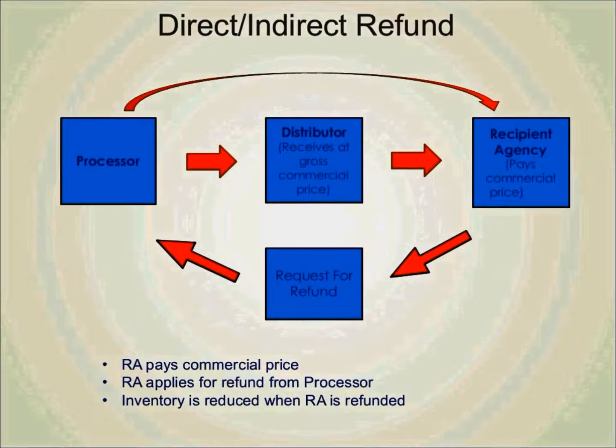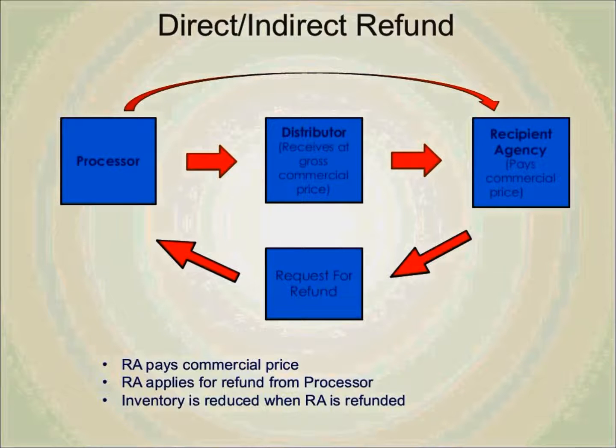Direct and indirect refund methods are rarely used. However, it is important to know if you are being invoiced this way. When using the direct and indirect refund method, the processor sends the end product directly to the RA, direct, or to the RA through a distributor, indirect, and charges the full or commercial price for the end product.